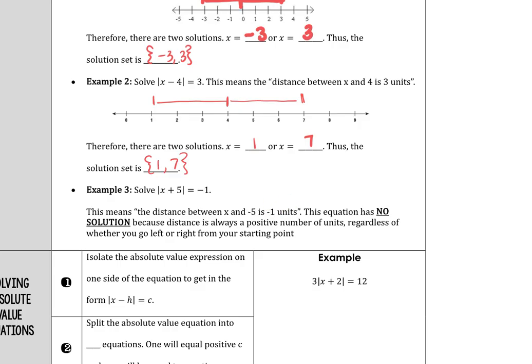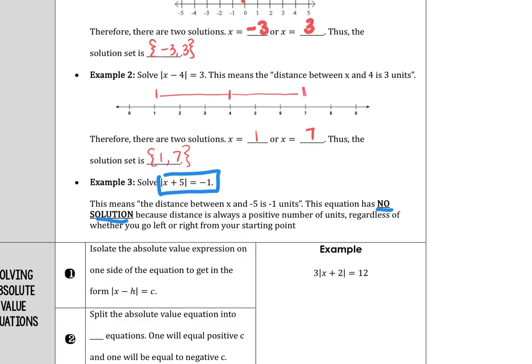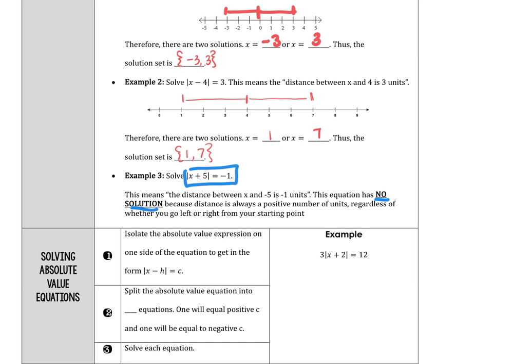And absolute value cannot be negative. So this type of equation would have no solution. Again, because distance is always a positive number of units, regardless of whether you go left or right from your starting point. So anytime you see this absolute value is equal to a negative, there is going to be no solution to that, because absolute value represents distance, and distance is always positive.